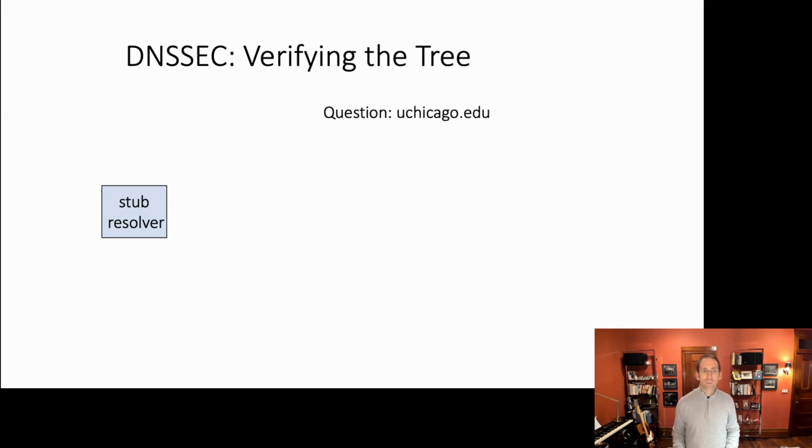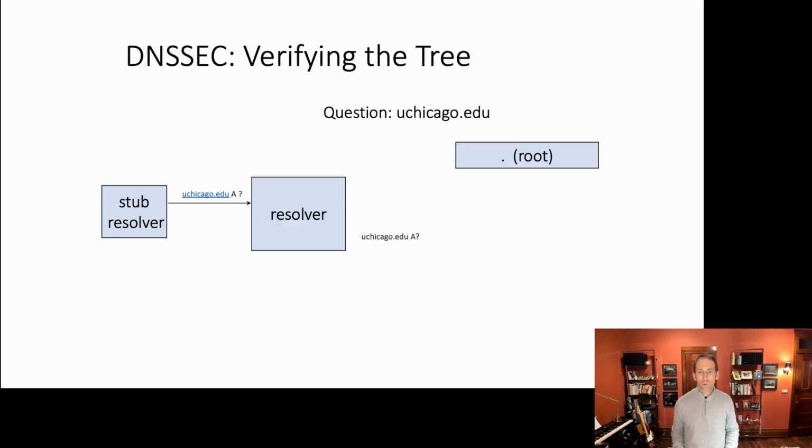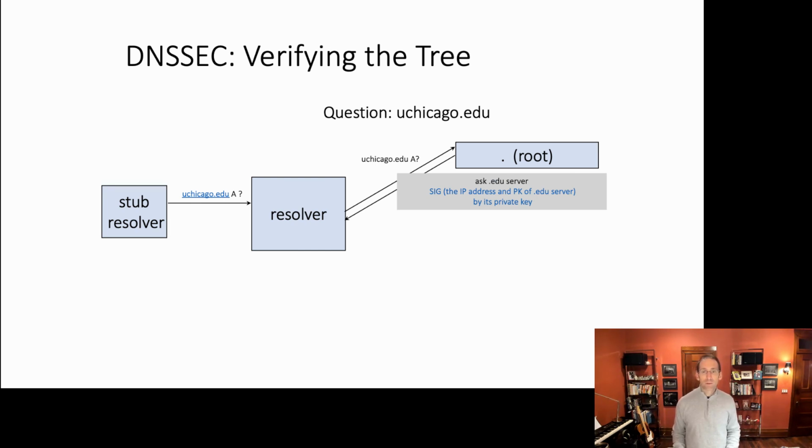So the client stub resolver might issue a query, for example, uchicago.edu. That query might go to a local recursive resolver, or local resolver, which would in turn issue a query to a root server. The root server would return a referral to the edu server, and in addition to the record itself, it would include a signature for that resource record, as well as the public key corresponding to the .edu server.